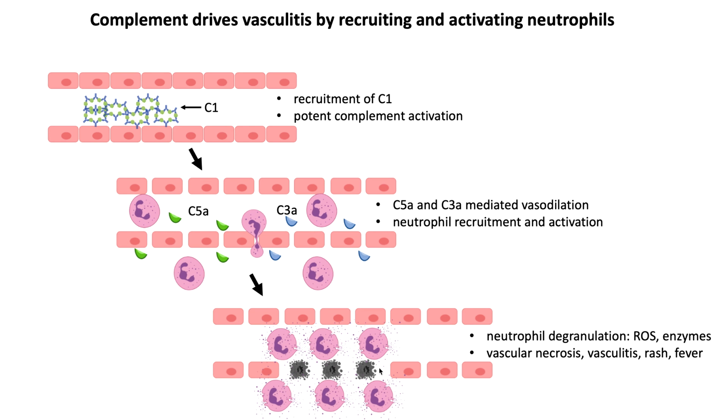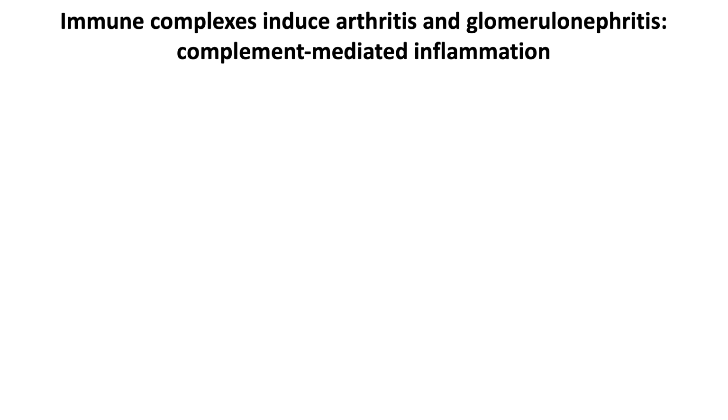And this is what leads to the classic symptoms of type 3 mediated disease, which is vascular necrosis and vasculitis and rash and fever. It should be noted, the ability of these complexes to activate complement is profound. And so often complement activation by these complexes can lead to C3 consumption, such that you don't have very much C3 left in the serum because you've used it all up. And this is actually a diagnostic marker for some type 3 diseases.